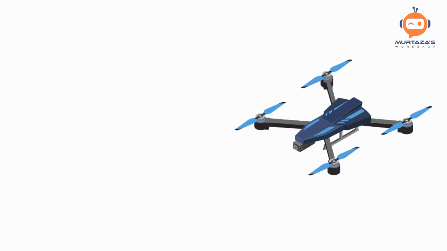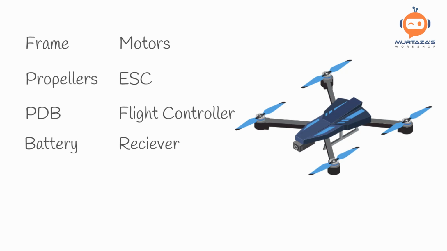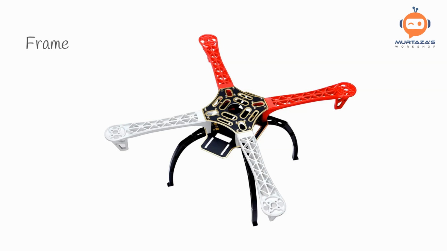So let's have a look at the main components of a drone. A drone will consist of frame, motors, propellers, electric motor controller, power distribution board, a flight controller, battery, receiver or Bluetooth, a camera, video transmitter, and some sensors. The frame or the body is what holds everything together. Most good drones use carbon fiber as the frame material since it is quite lightweight and strong. Nowadays, a lot of DIY drones use wood and 3D printed frames as well.